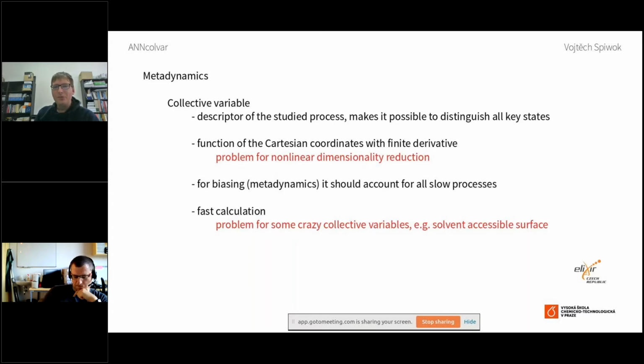So this could be a problem for some crazy collective variables, such as solvent accessible surface area, which is normally calculated that the program takes the structure, for example, of protein, takes some probe which represents the water molecule, and somehow rolls this probe on the surface of protein, and from this it calculates the solvent accessible surface. But if you can imagine, this would be very, very slow if it's calculated in every step of MD simulation.